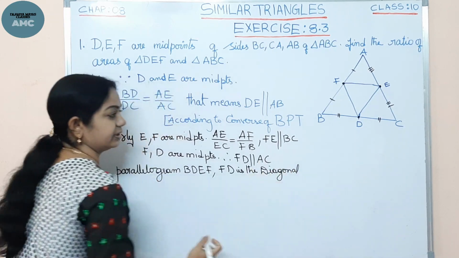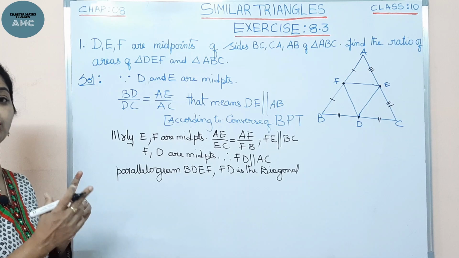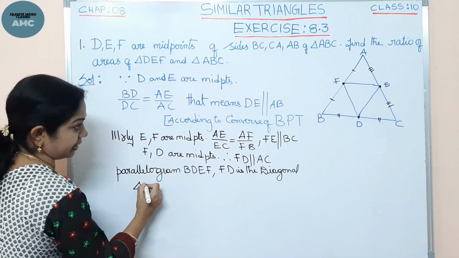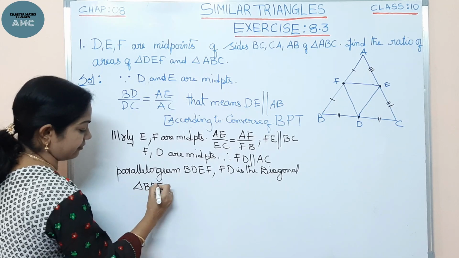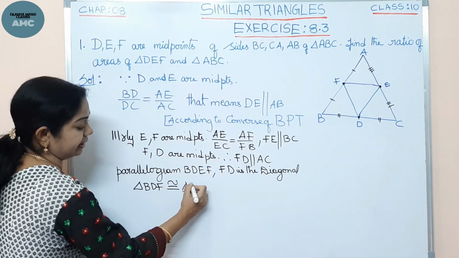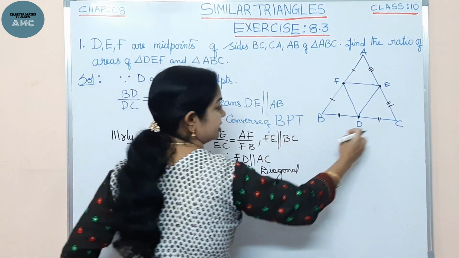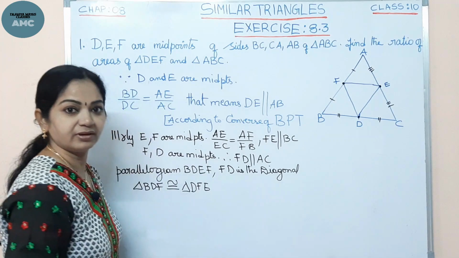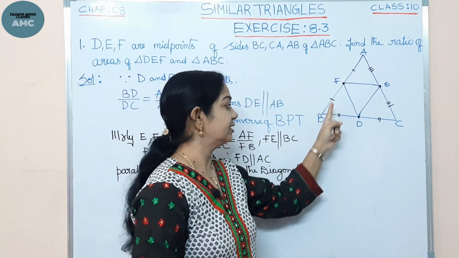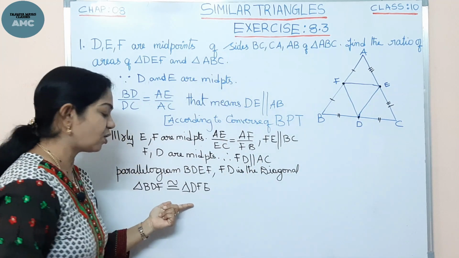Okay. Now, in that parallelogram, FD is dividing the parallelogram into two equal triangles. So, what are the triangles here? Triangle BDF is congruent to the triangle DFE here. If you see this parallelogram, wherein DF is the diagonal, two triangles are formed which are congruent.